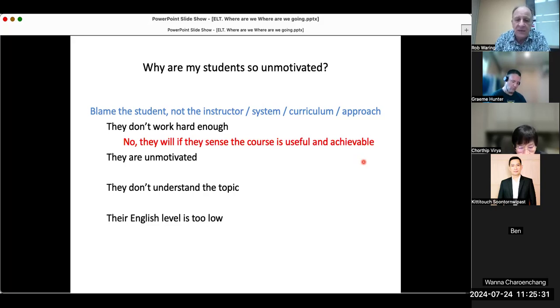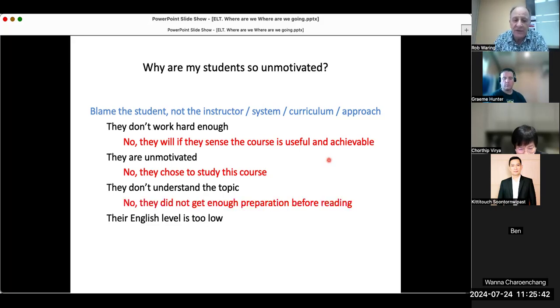We often say they're unmotivated. Well, no, they've elected to choose this course, so of course they're motivated. They want the reading class because they want to learn to read. Or they don't understand the topic. Well, often it might be they didn't get enough preparation before we read. We just give them the reading or the speaking activity without preparation.